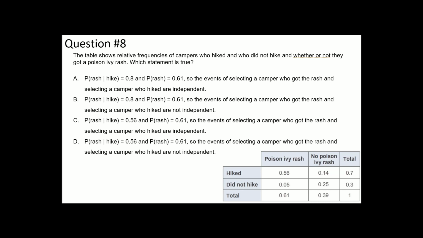Which statement is true? So before I start looking at the answers, I want to determine whether or not I have an independent or not independent event. So we know that it's going to be independent if the probability of A given B is equal to the probability of A.